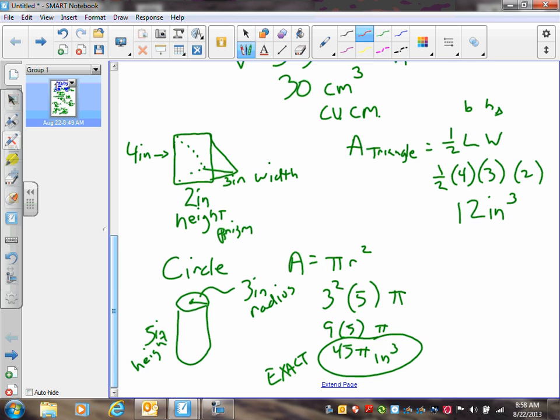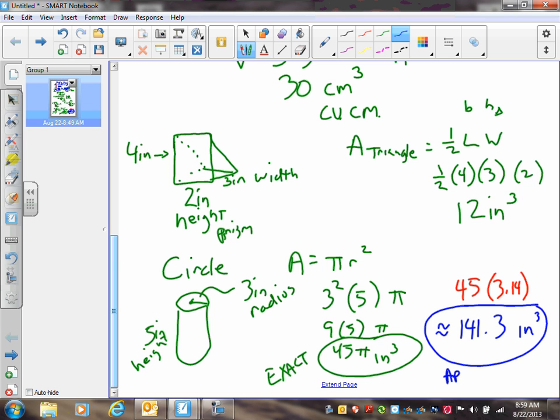If they tell you an approximate answer, you have to go 45 times 3.14. I left my calculator at my desk. I'll be right back. And you get 141.3 inches cubed, but you have to put the approximate sign in. That is your approximate answer.